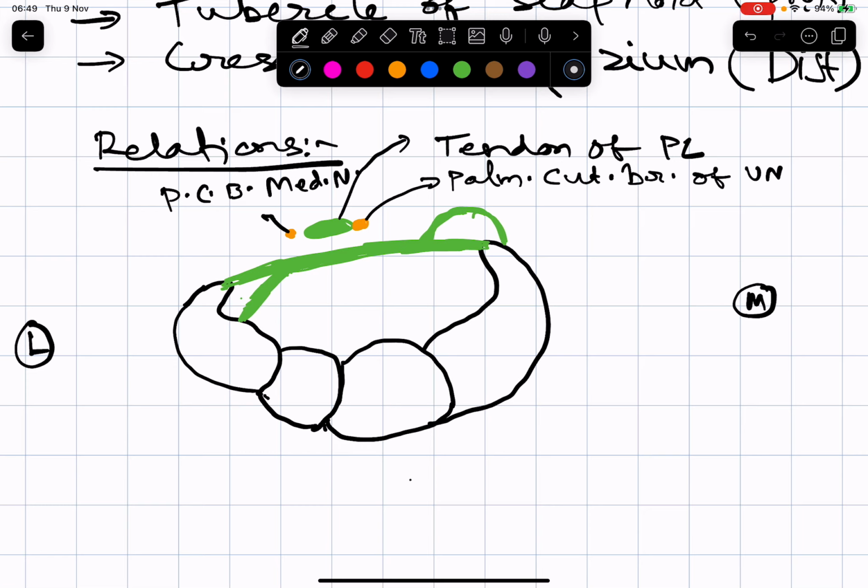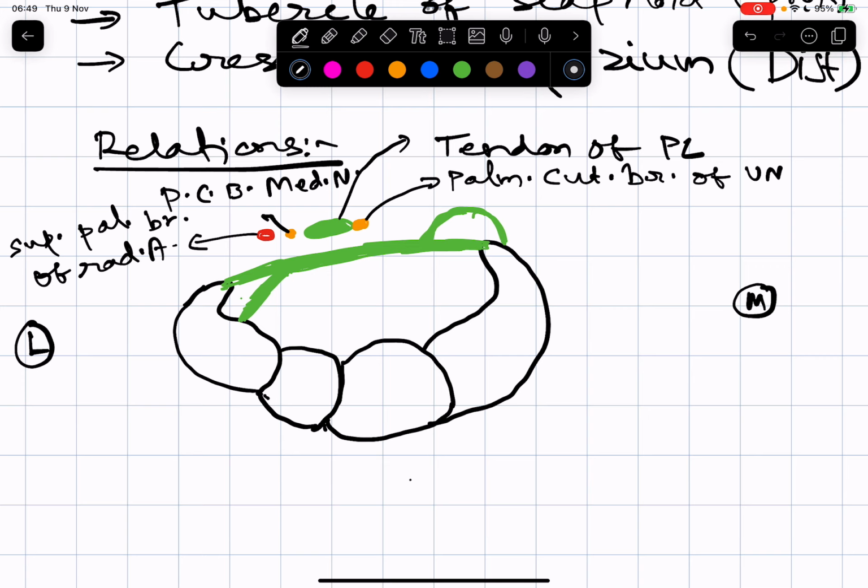Now what else there is more laterally, that is lateral to the palmar cutaneous branch of the median nerve, there is going to be an artery. The artery is the superficial palmar branch of the radial artery. So here is an artery, that is the superficial palmar branch of radial artery, which is going to contribute to the formation of the superficial palmar arch. Therefore superficial palmar branch of the radial artery. All right, so these structures.